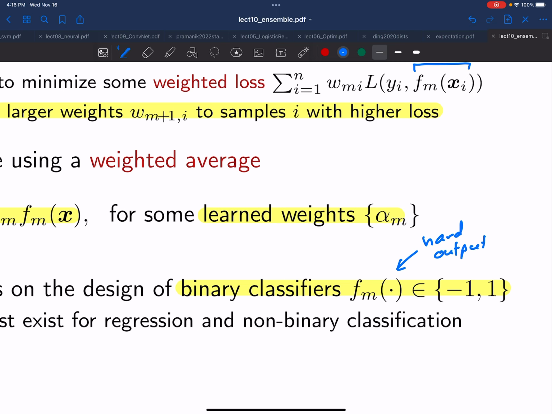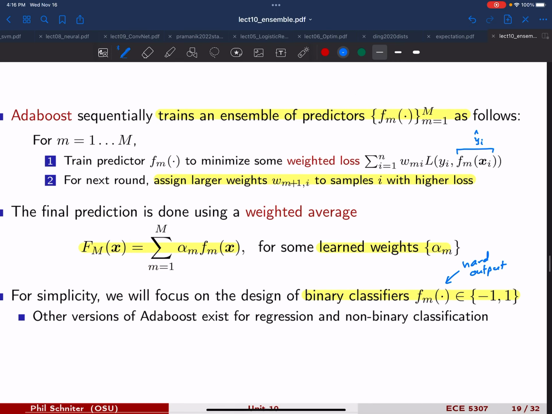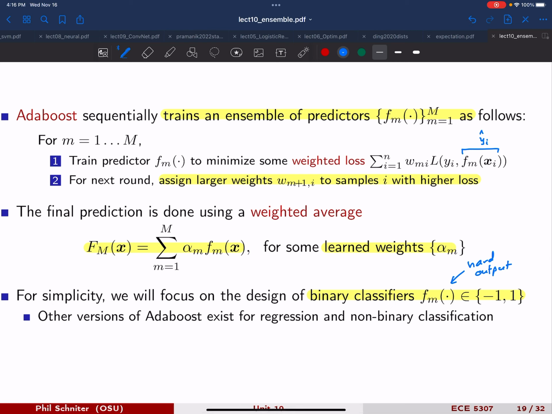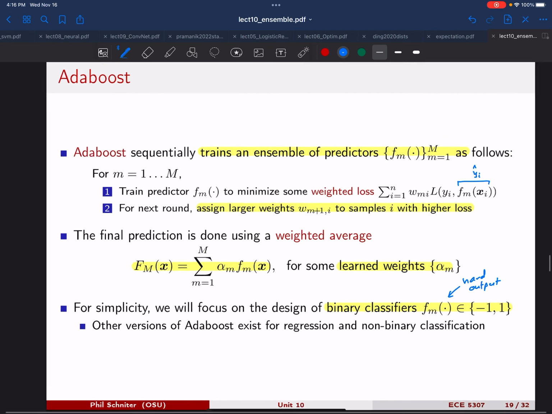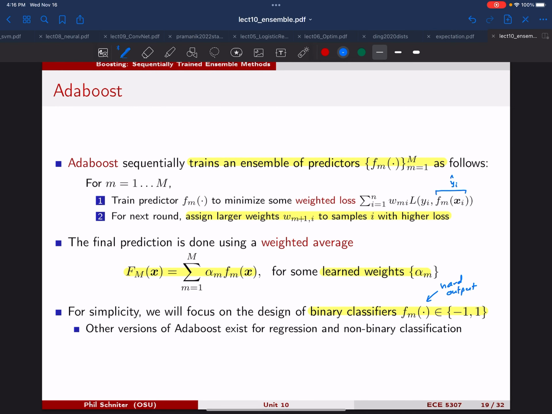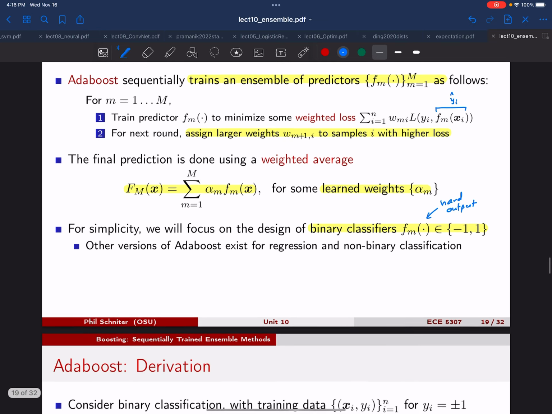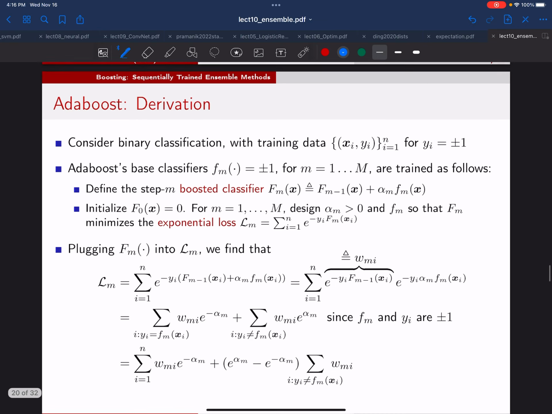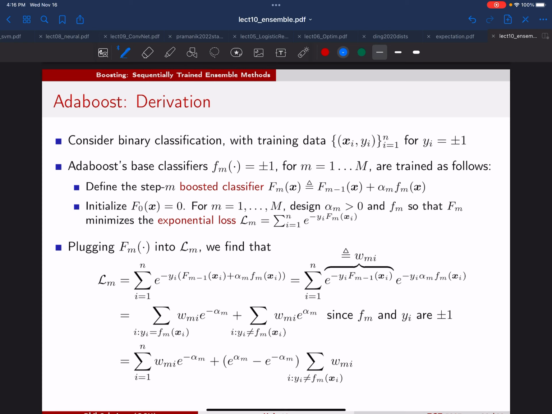So rather than outputting a score or probability, these are outputting either 1 or -1, and that's it. Okay, so again, you can develop AdaBoost for regression, for non-binary classification, but we just want the main idea to use as a building block. Okay, so this is the derivation. Just got to go through step by step.